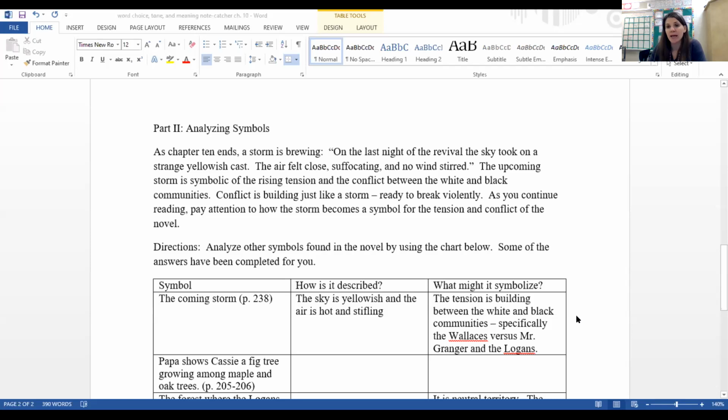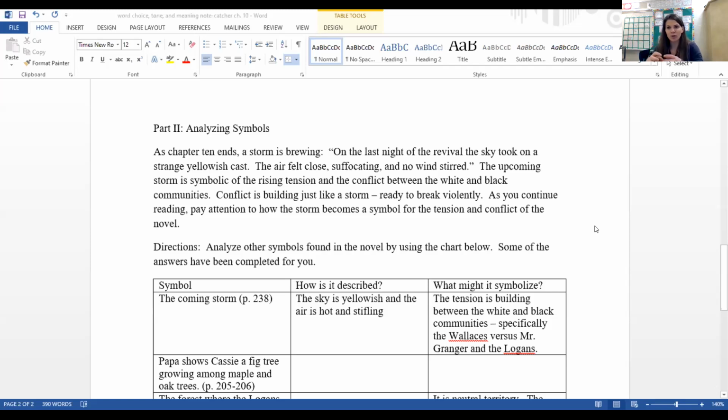As chapter 10 ends, a storm is brewing. We see here, on the last night of the revival, the sky took on a strange yellowish cast. The air felt close, suffocating, and no wind stirred. The upcoming storm is symbolic of the rising tension and conflict between the white and black communities. Conflict is building just like a storm and is ready to break violently.